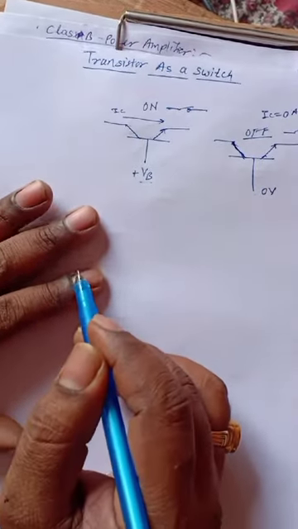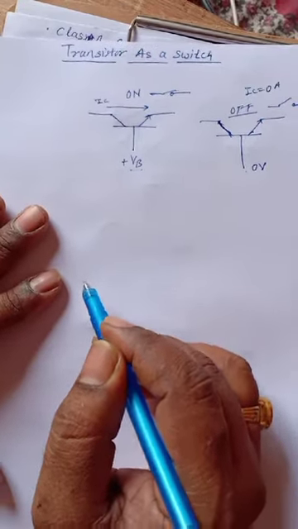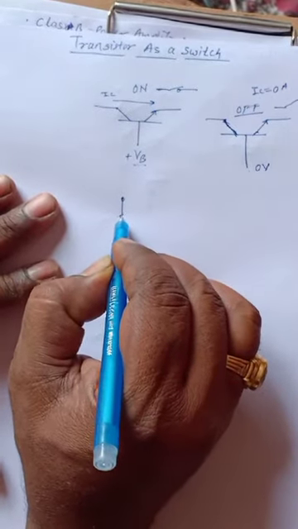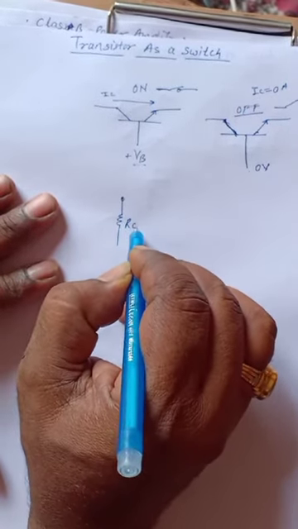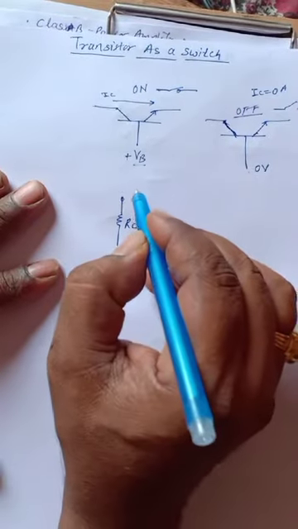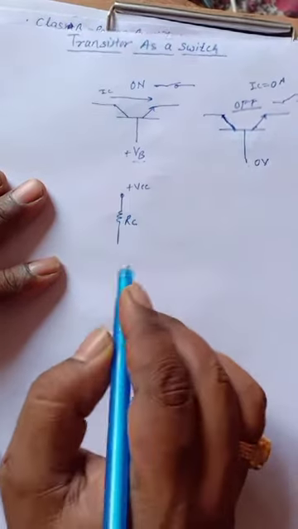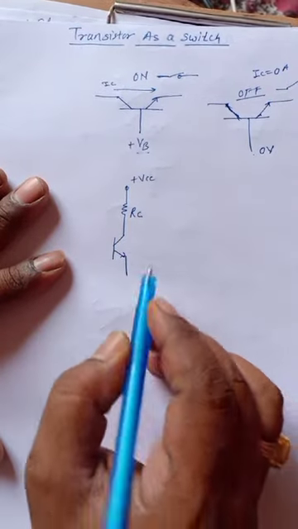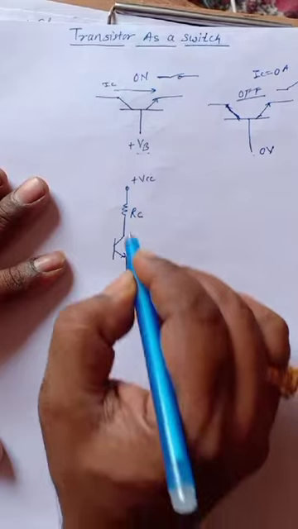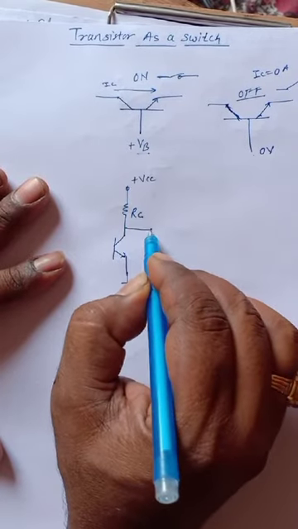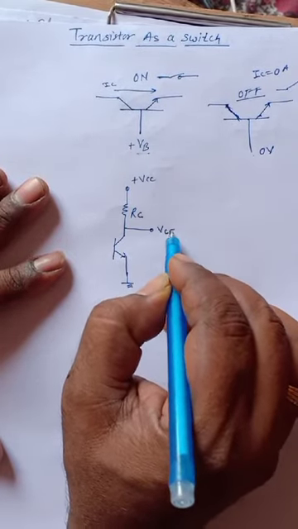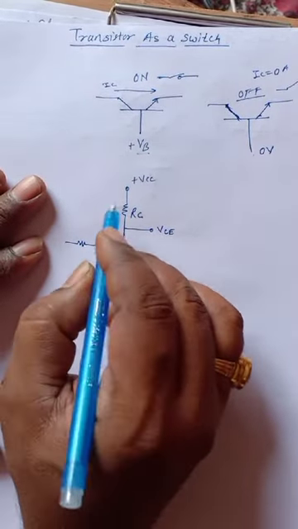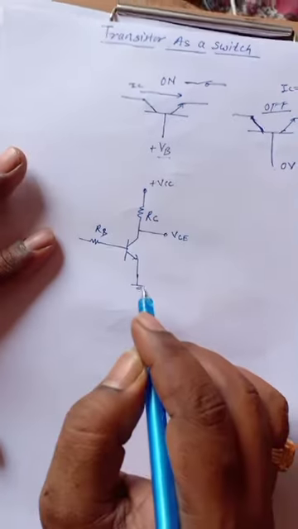To observe how it can be used as a switch, here is a simple circuit. Here we require a collector resistor RC, which acts as a load. Plus VCC is applied to the collector. The emitter is grounded, so it is common emitter type. We get the output voltage VCE, the voltage across the transistor. We also apply a base resistor RB.